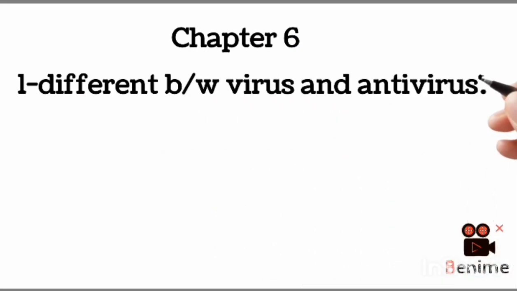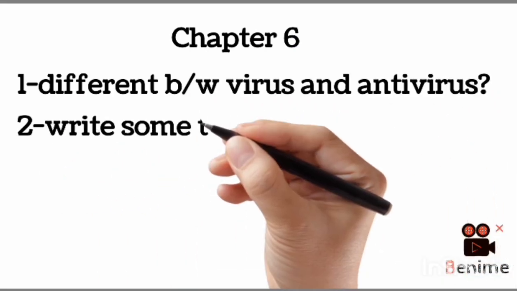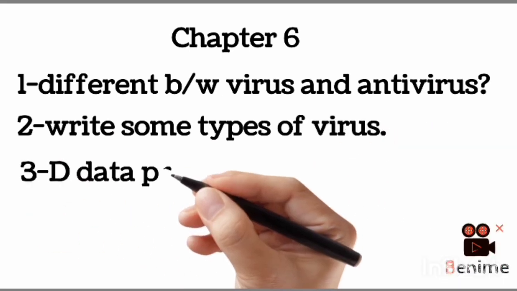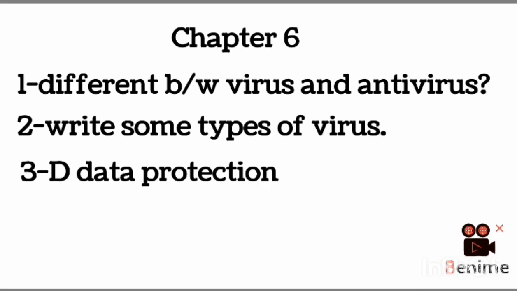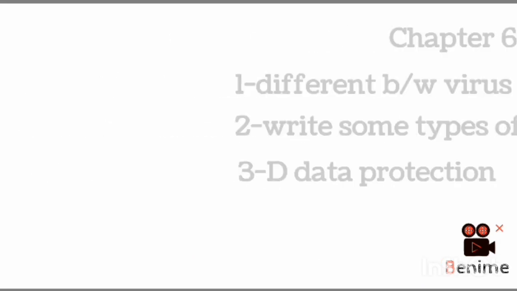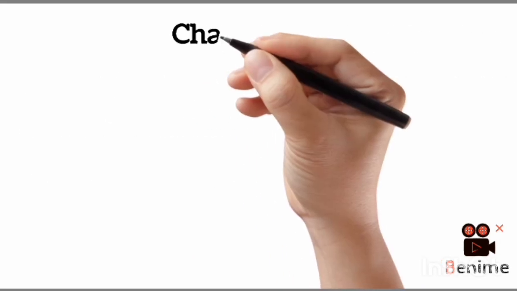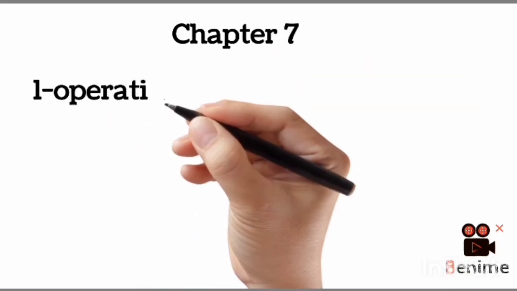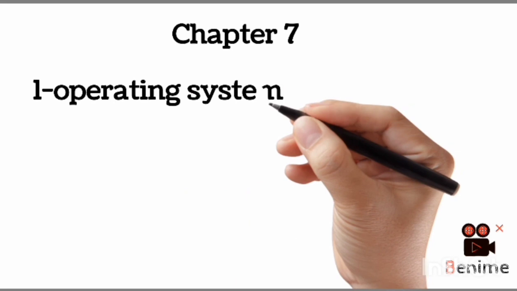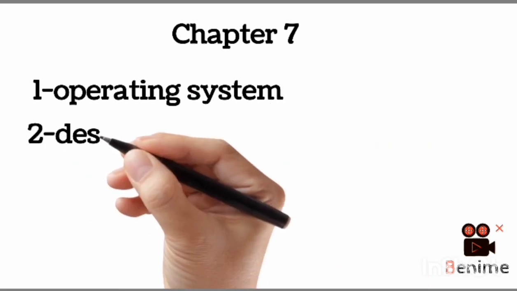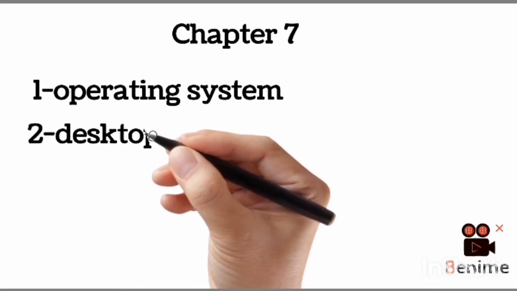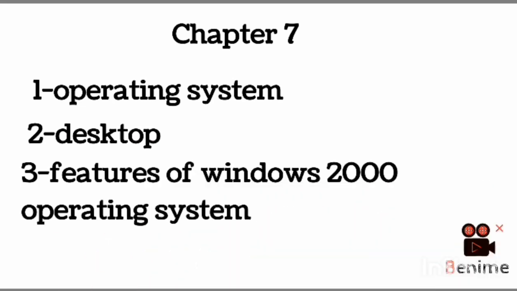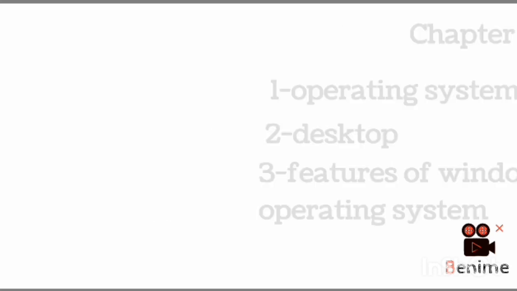Chapter number 6. Difference between virus and antivirus. Write some types of virus. Data protection. Chapter number 7. Operating system. Desktop. Features of Windows 2000 operating system.